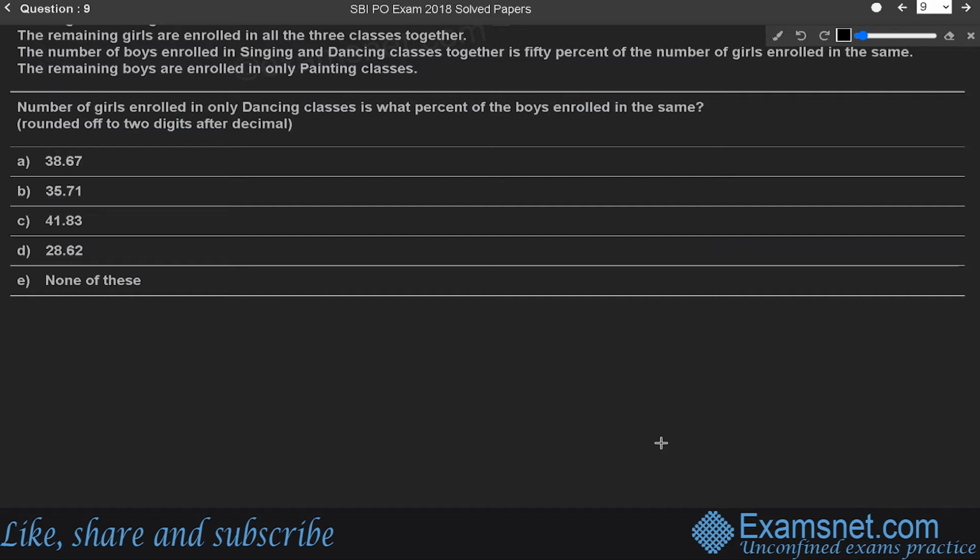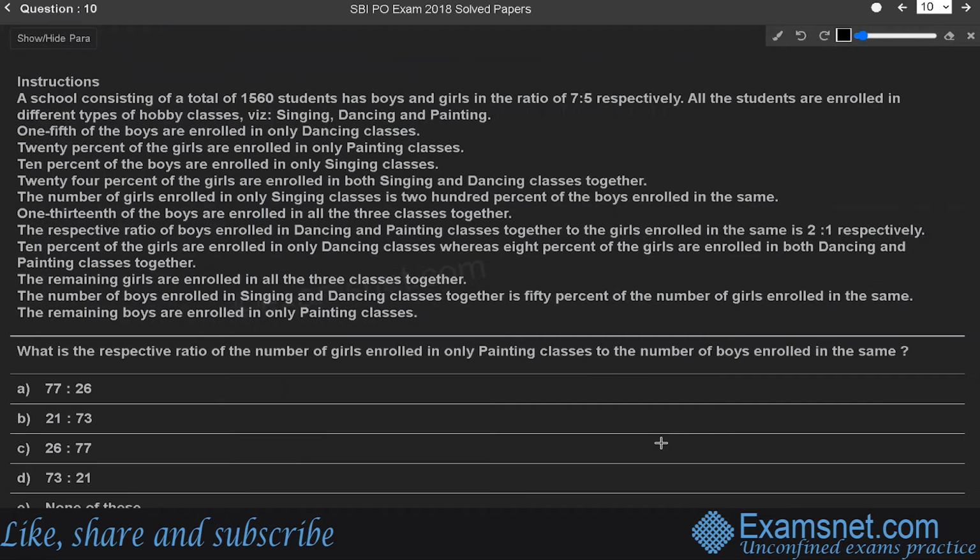So the required percentage for 65 and 182 will be 65 upon 182. So it will be equal to 38.67% approximately. So we can say that the correct option here is option number A, which is 38.67. I hope this question is clear to you. Moving on to the next question.